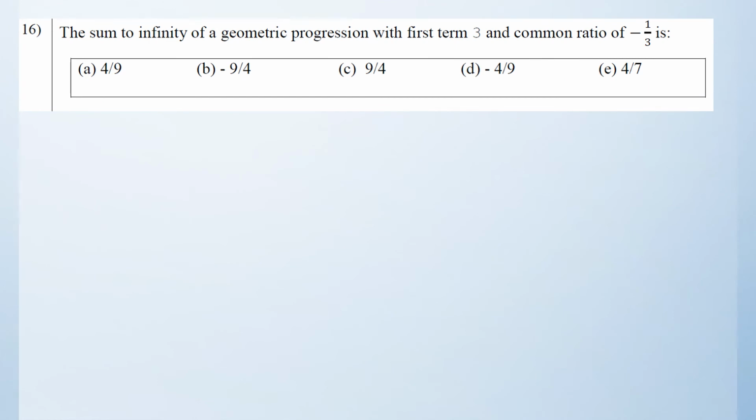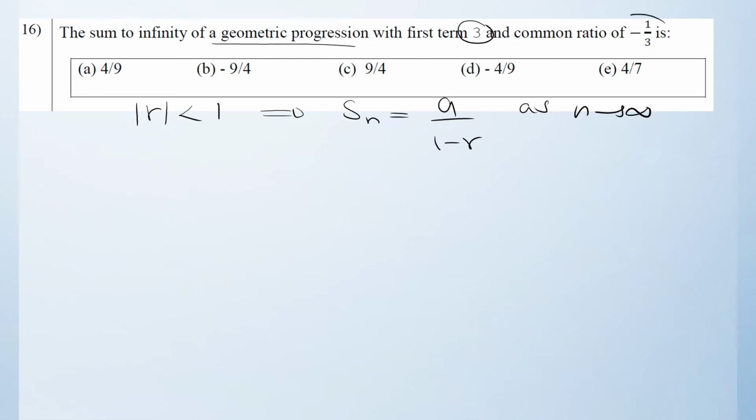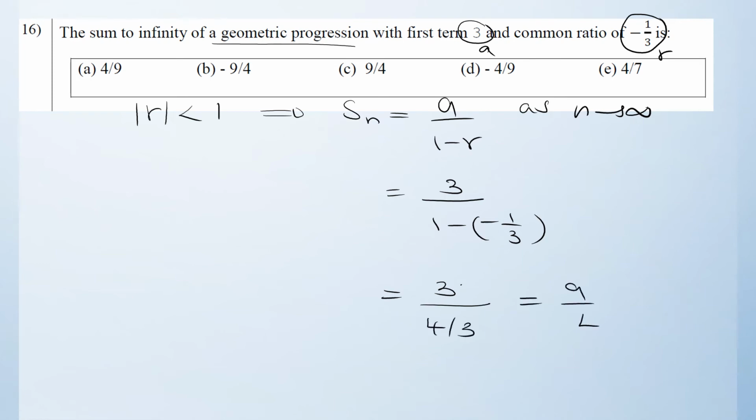Question number 16. The sum to infinity of a geometric progression. So we know that when this condition is satisfied, sum to infinity Sn equals a over 1 minus r as n goes to infinity. So we can replace the terms as the first term 3 and the common ratio. So we have a and r. A is 3, r is minus 1 over 3, and simplify. We have 3 over 4 by 3, then we have 9 over 4. So the answer is C only.